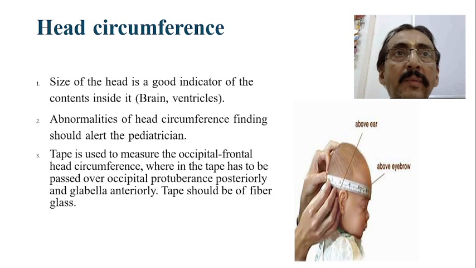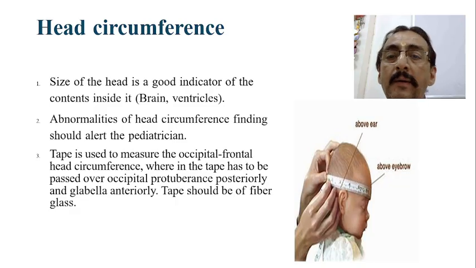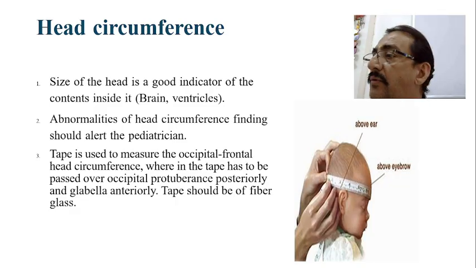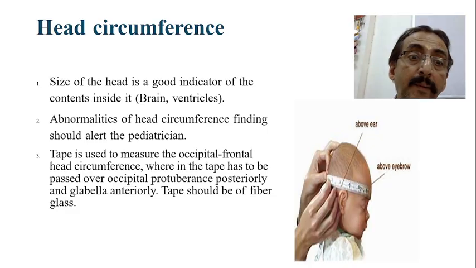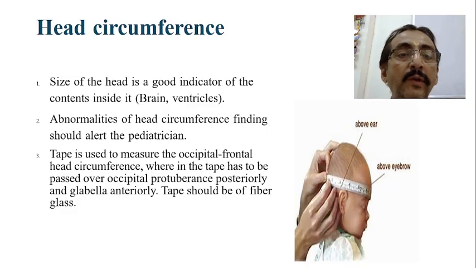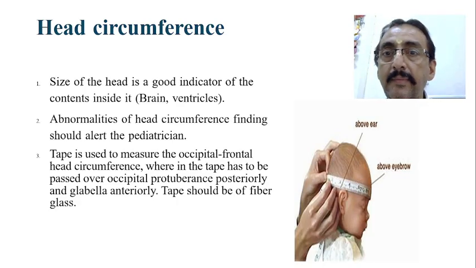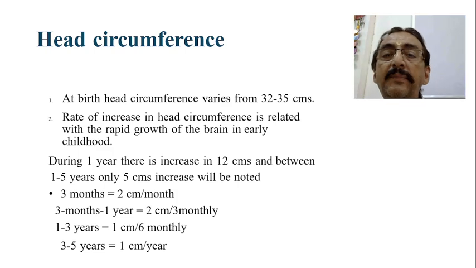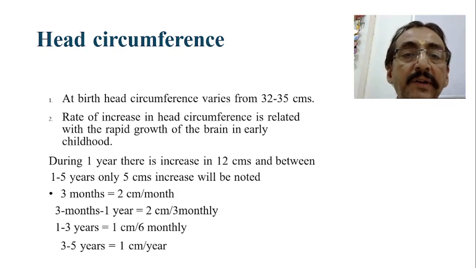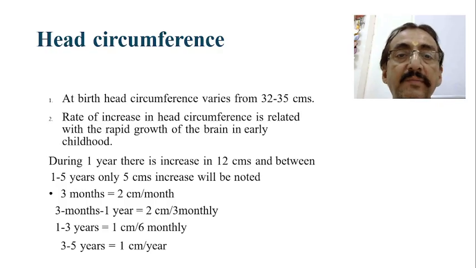You can use the common measuring tapes also, they are also quite useful. We can do it, but the positioning is very important. Posteriorly the position is at the occipital protuberance, anteriorly it is just above the eyebrow. If you keep the tape too high anteriorly, it gives a false reading. At birth, the head circumference varies from 32 to 35 centimeter as explained earlier.